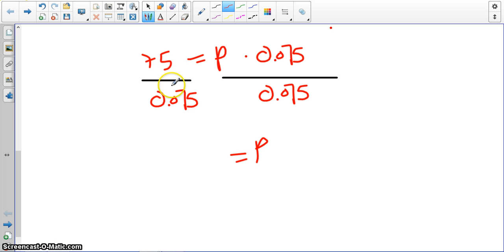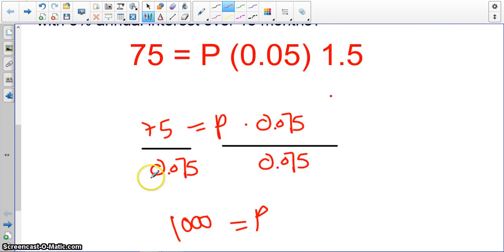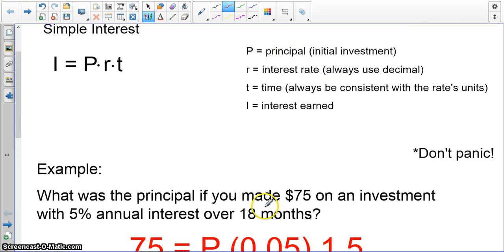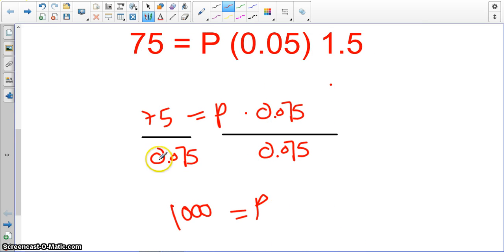And on the left, if you do the division, it actually works out to be exactly $1,000. And it's dollars because that's what the principal represents. It's the amount of money you put into the bank or whatever initially, and that's $1,000. So there you go. $1,000 invested would earn $75 in interest. So you would end up with $1,075 in the bank. The original $1,000 and then the extra $75 earned from interest.